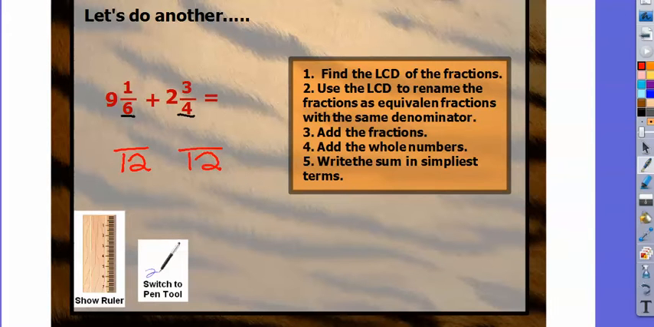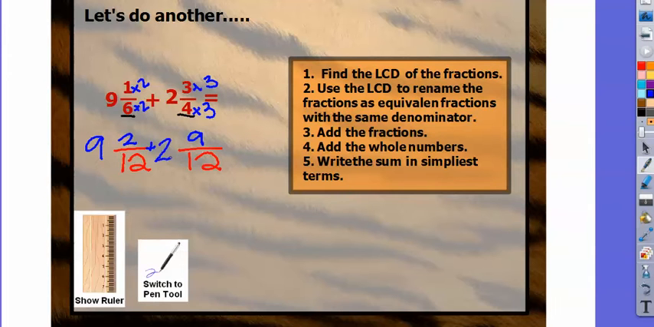So as soon as I know what that is, I can go ahead and I can go, okay, well, that's 6 times 2 and 1 times 2. So 6 times 2 was 12. So 1 times 2 is 2. And then over here, I go, okay, well, this is 4 times 3 equals 12. So 3 times 3 is 9. Now I just bring down my whole numbers, and I've just got to add just like what we've been doing all along.